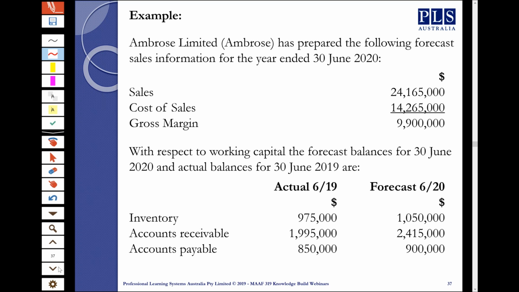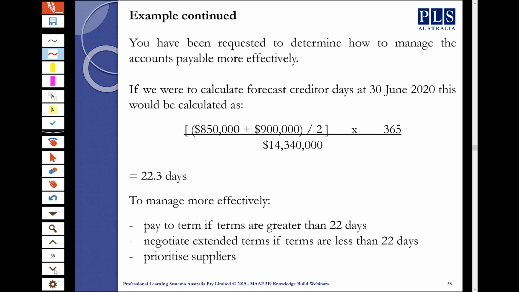Got my sales at 24,165, cost of sales at 14,2, gross margin 9,9. With respect to my working capital, I've got my forecast and actual for 2020 and 2019. And then I've been requested to determine how to manage the accounts payable more effectively. So if we were to calculate our forecast creditors days, they are working out at 22.3 days.